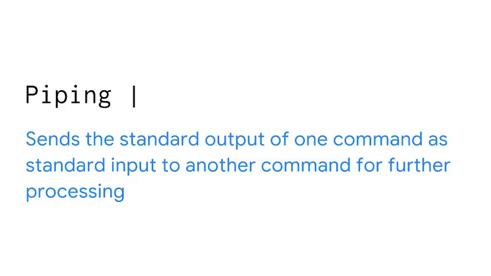Now, let's talk about piping. Piping is a Linux command that can be used for a variety of purposes. In a moment, we'll focus on how it can be used for filtering. But first, let's talk about the general idea of piping. The piping command sends the standard output of one command as standard input into another command for further processing. It's represented by the vertical bar character. In our context, we can refer to this as the pipe character.